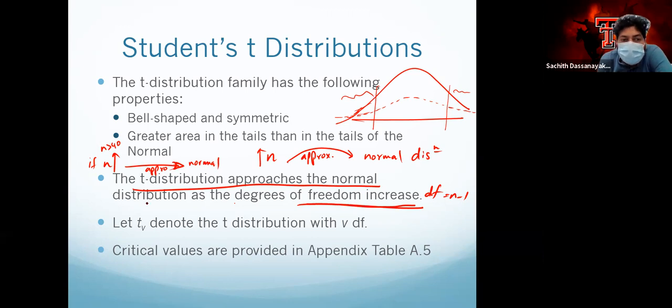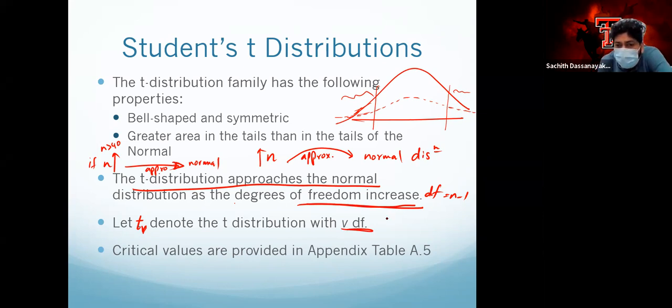So let's see, if n is not large enough, which means less than 40, how we deal with this T distribution. T sub V: T is denoted by the T distribution or T value, like Z value, same as here, T value. V means degree of freedom. That's the general term we use to define degree of freedom, simply V.